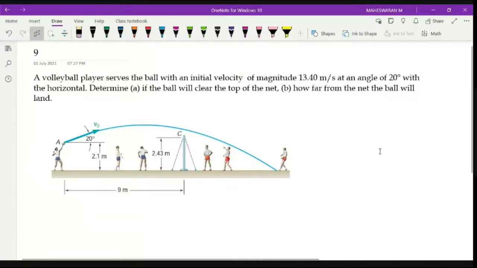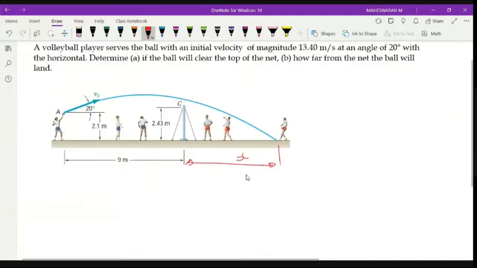So you have a volleyball player who serves a ball with an initial velocity of 13.4 meter per second and at an angle of 20° with horizontal, right? So it is given in the diagram. Determine if the ball will clear the top of the net. So the first question is whether it will clear the top of this net. Second question is how far from the net the ball will land. So where it will land. What is this distance? They're asking what is this distance?